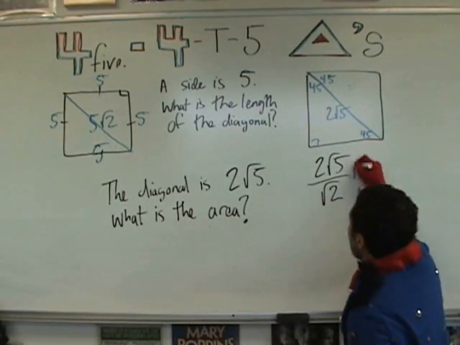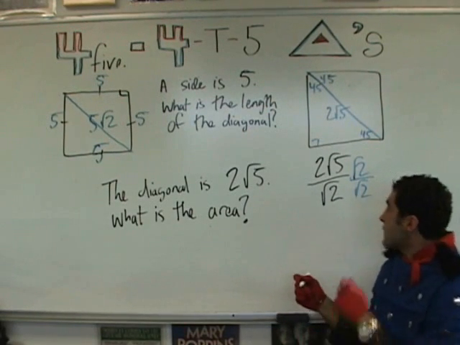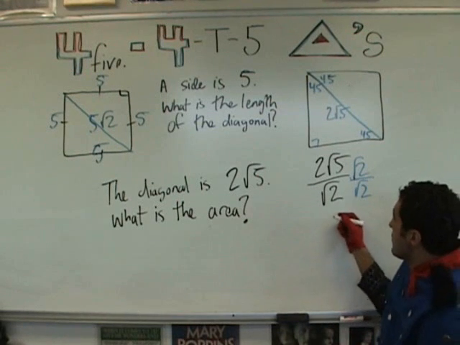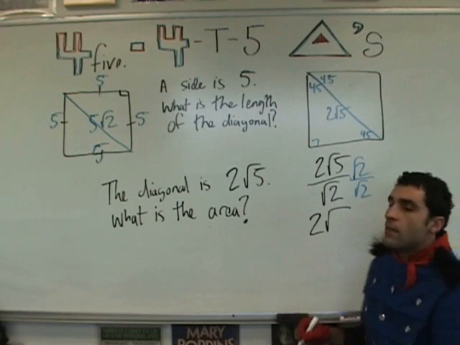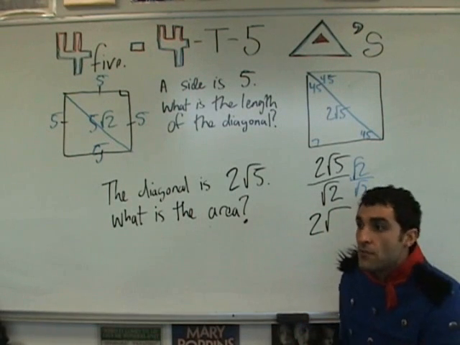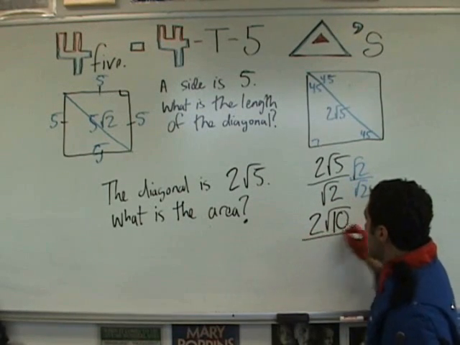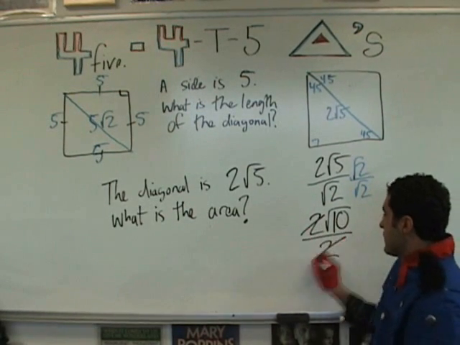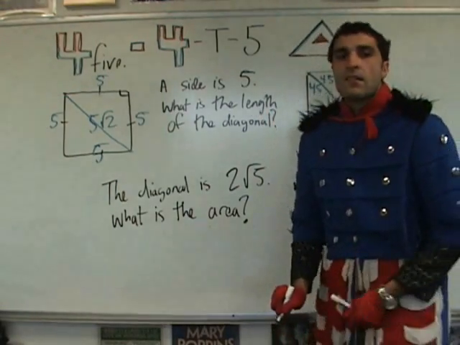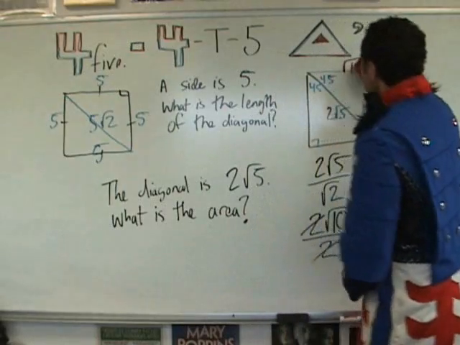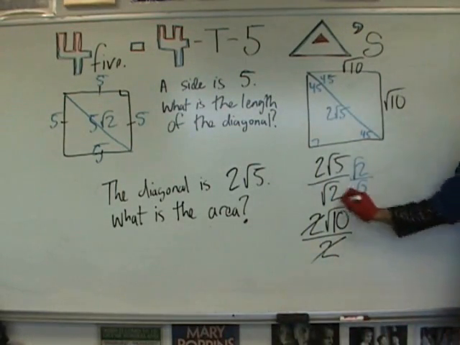So we go to our strategy: multiply by square root of 2 over square root of 2. The two cancel out at the bottom, and this becomes 2 root 10. Root 5 times root 2 is root 10, over 2. These cancel. So what is the length of the leg? Root 10. Root 10 times root 10 is 10. So root 10 is the leg.